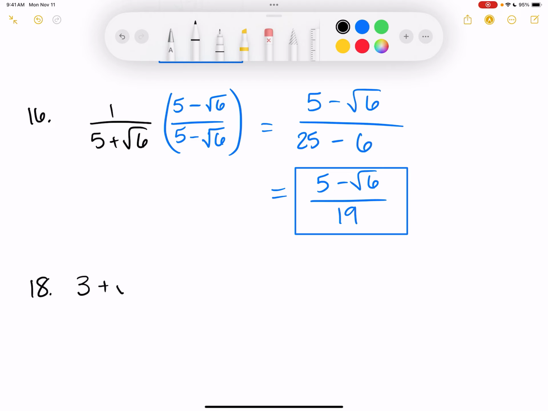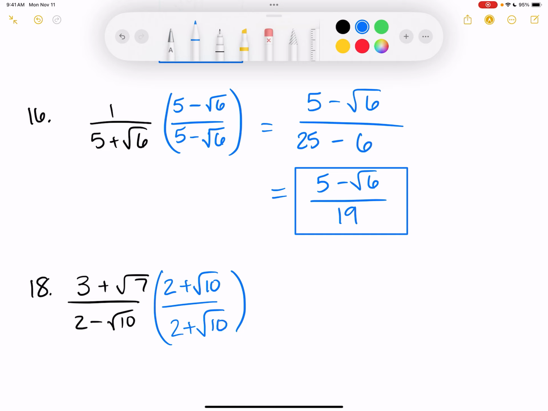Next, 3 plus the square root of 7 over 2 minus the square root of 10. What am I multiplying this one by? We're going to multiply this one by 2 plus the square root of 10. That would be the conjugate of the denominator. So the easy part is on the bottom. What do I get? 4 minus 10.